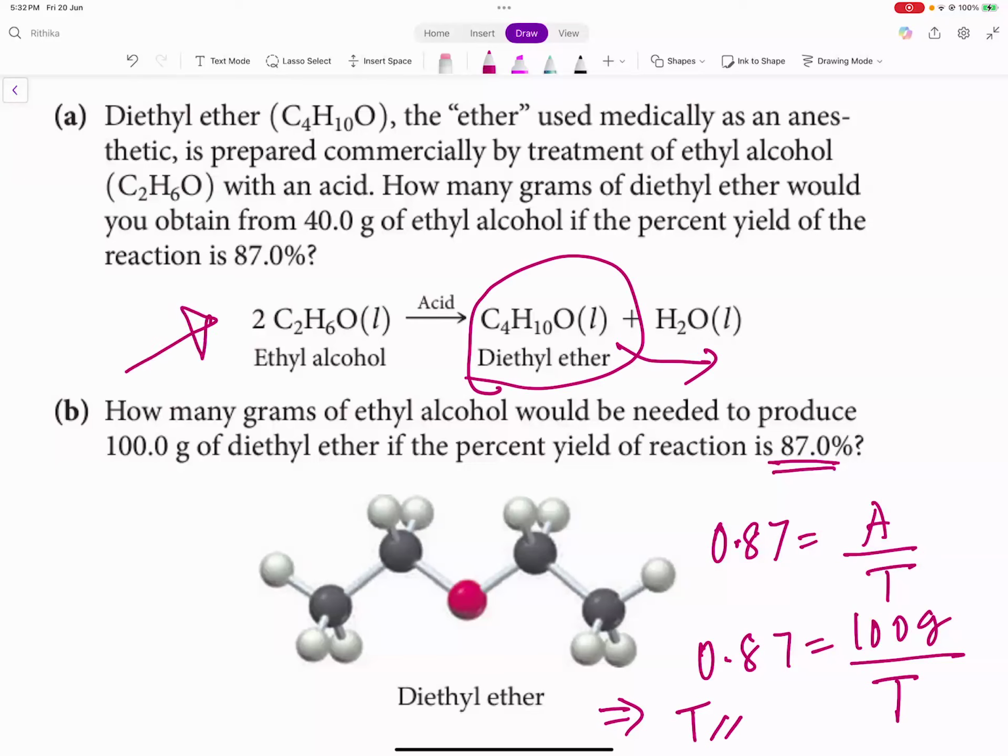Okay, and then I can calculate the mass. So you calculate the moles using the theoretical value, right? Yes. Okay.